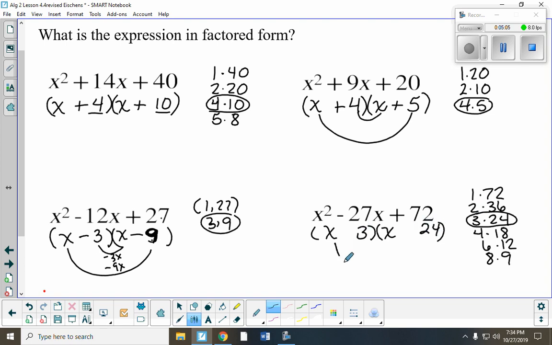But they both, if we look at this, the outer is 24x, the inner is 3x. They both will have to be a negative because negative 3 and negative 24 gives you negative 27.